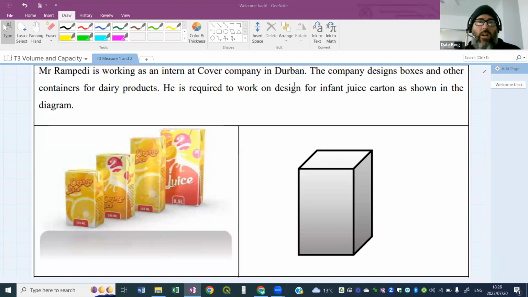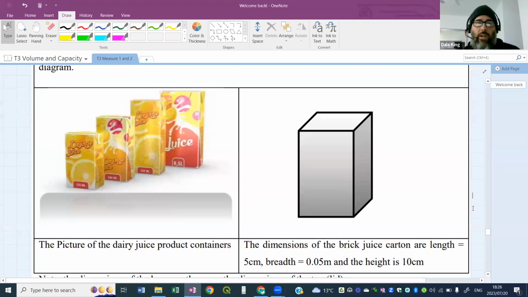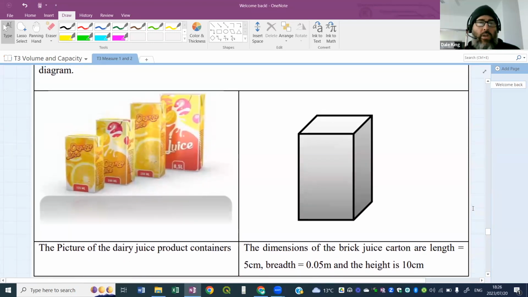He is required to work on a design for infant juice cartons as shown in the diagram. So this rectangular prism here is an infant juice carton. Let me scroll down a bit. There's got to be more. Here we go. On the left, we have the picture of the juice products, and on the right, at the bottom, we've got the dimensions of the product.